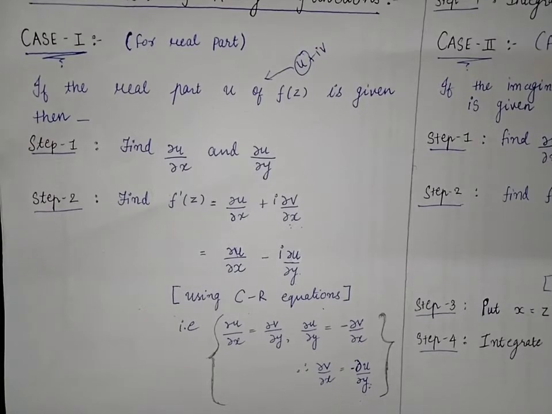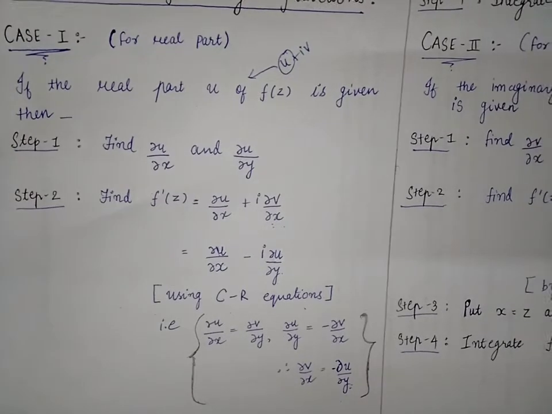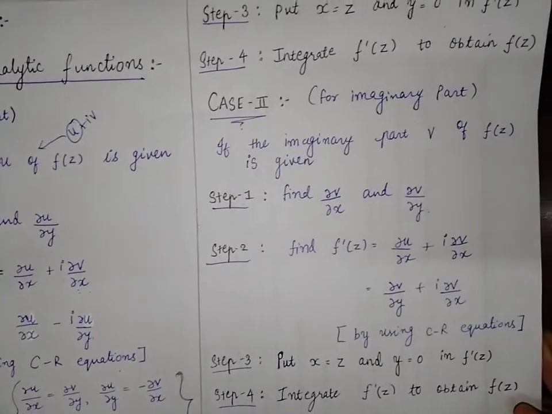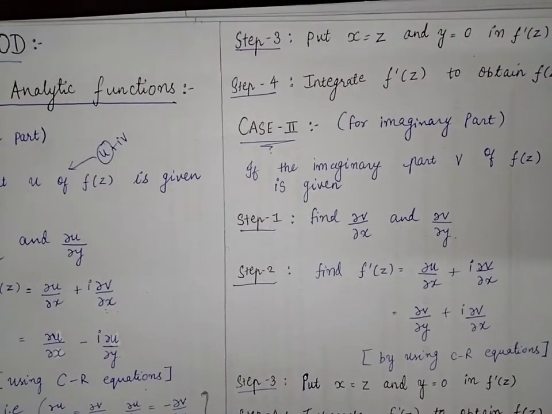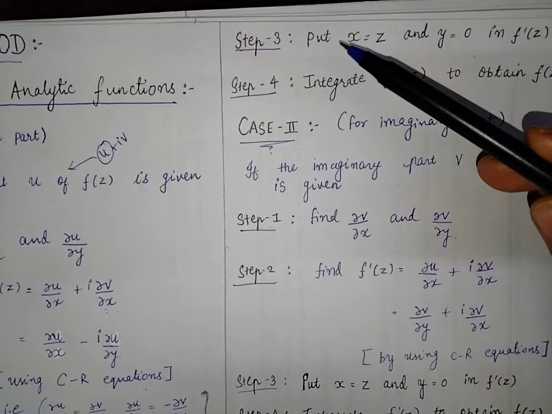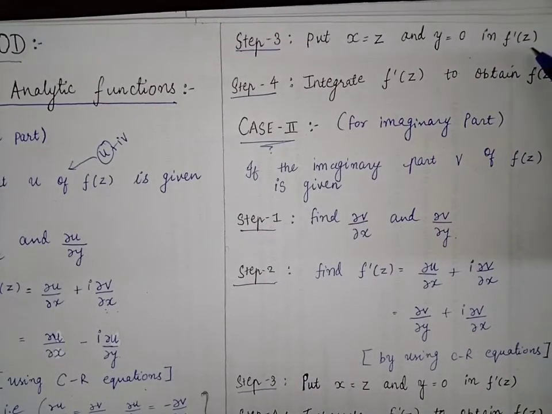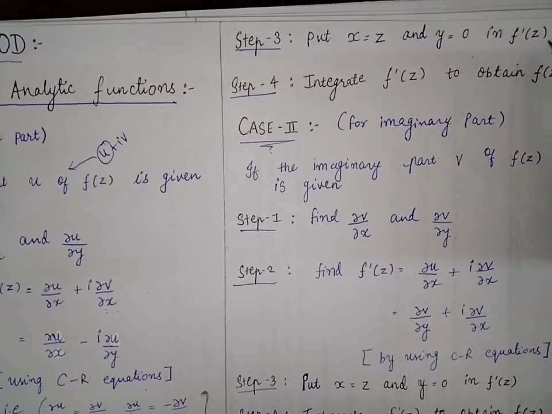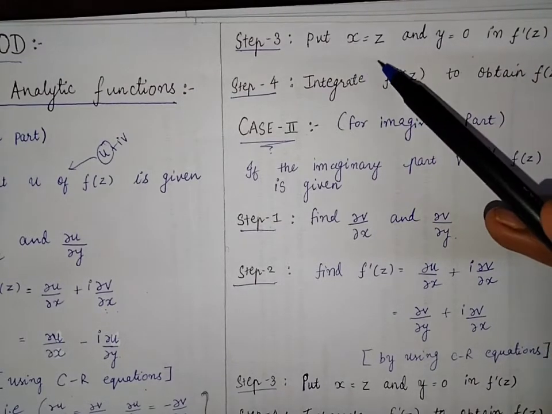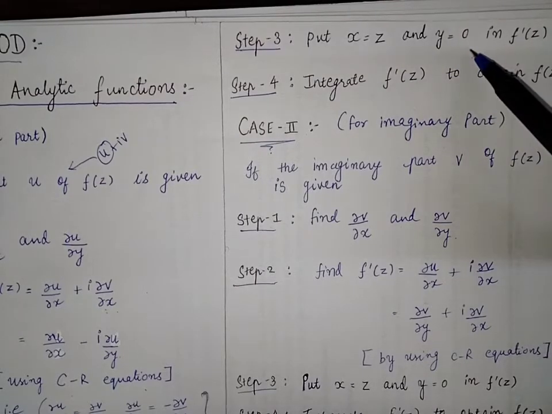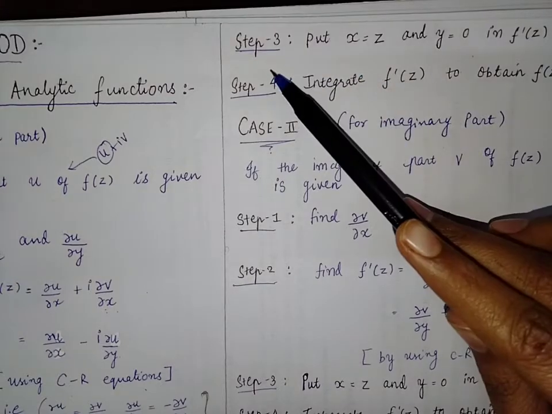Then after finding f dash of z, you have to go for step number 3. So what is step 3? You have to put x equal to z and y equal to 0 in f dash of z. In the equation you got for f dash z, wherever there is x, put z, and wherever there is y, put 0. So that will be your step 3.